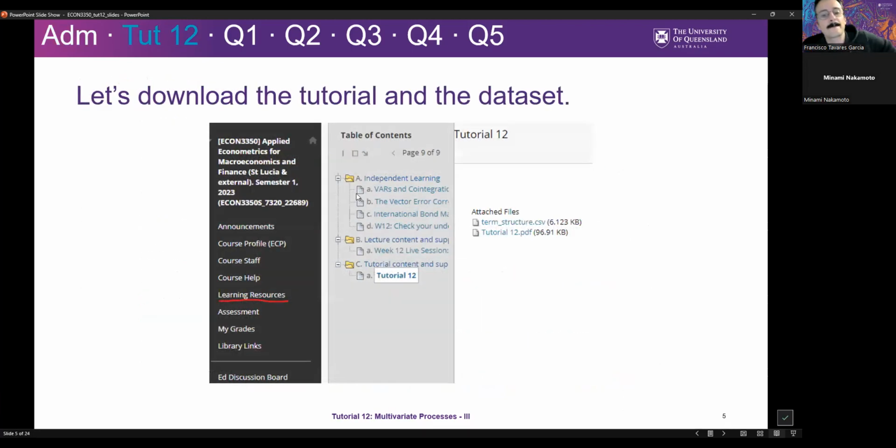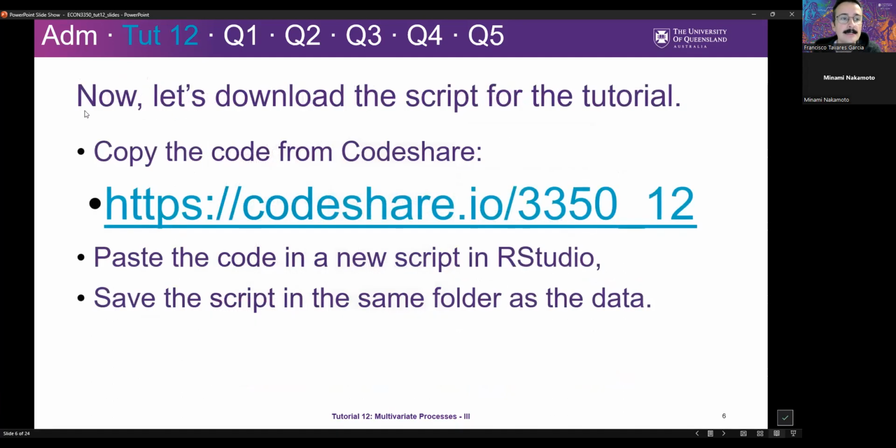And let's go. Tutorial 12. We will be talking about, let's just save the term structure.csv that we have. It's the same data set that we used for tutorial 6, so you'll see how similar it is. So you have the tutorial PDF, and I have the code in the same code share structure. 3350_12 this time. So let's click that. Get that code. You should see something like that.